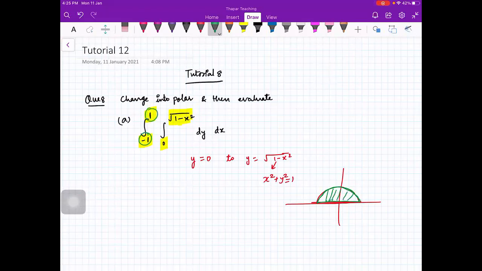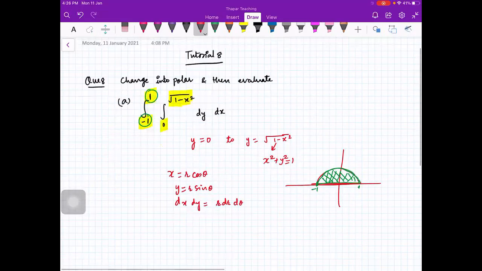And x is from minus 1 to 1. So this is your region of integration, right? The idea is you convert x equal to r cos theta and y equal to r sin theta, so your dx dy will become r dr d theta. Here you can see what your integral will be: r dr d theta, where r is from 0 to 1, and theta is from, you can see here, 0 to pi. Is that clear to everybody?